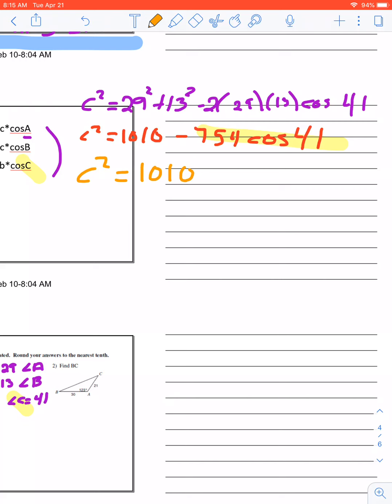So I'm going to do 754 times cosine of 41. Again, make sure you're in degrees, not radians. And I end up with 569.051. You want to keep as many decimal places as possible. I always do 3 or 4 because then that number is more exact. If you just do 1 and round it, I'll be fine with your answer, but try to be as exact as possible. Then I subtract those two before I square root both sides.